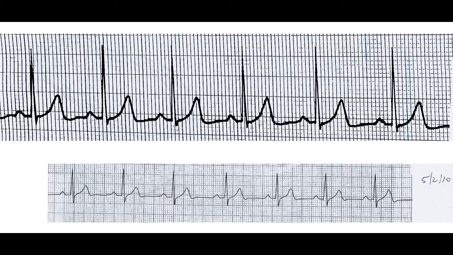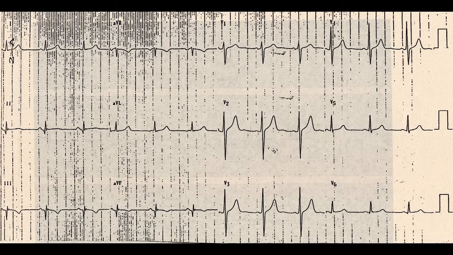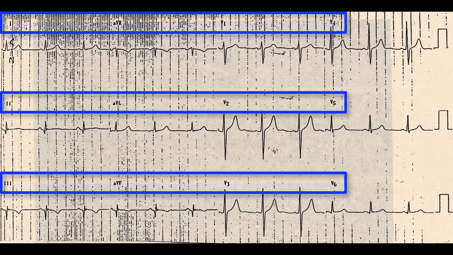And there's, first of all, a standard 12-lead EKG where you take your patient, as shown here, and you look at the person's heart from 12 different perspectives, or 12 leads. And if you look at page 10 in the course pack, you can see that there are 12 different leads on here, and they're labeled.